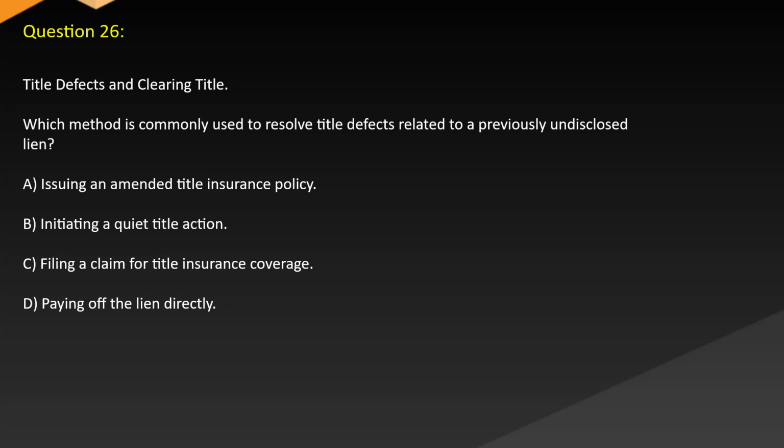Question 26. Title defects in clearing title. Which method is commonly used to resolve title defects related to a previously undisclosed lien? A. Issuing an amended title insurance policy. B. Initiating a quiet title action. C. Filing a claim for title insurance coverage. D. Paying off the lien directly.